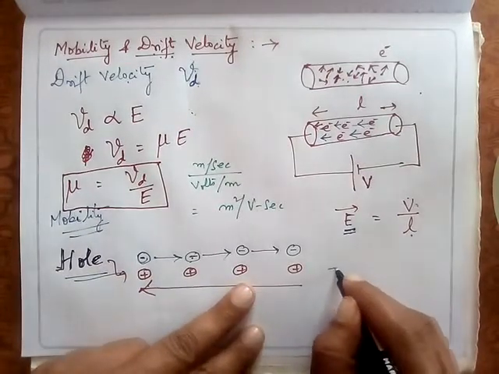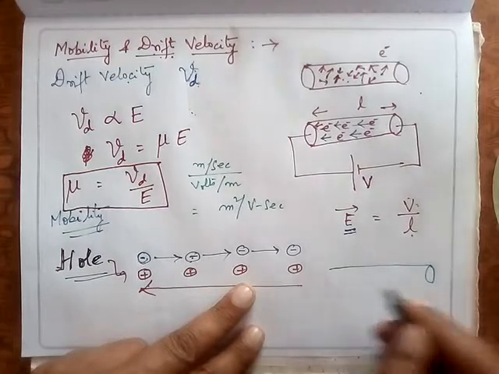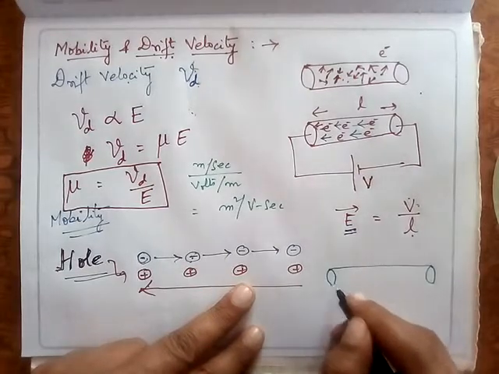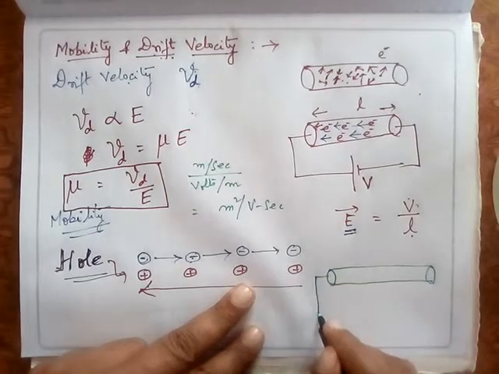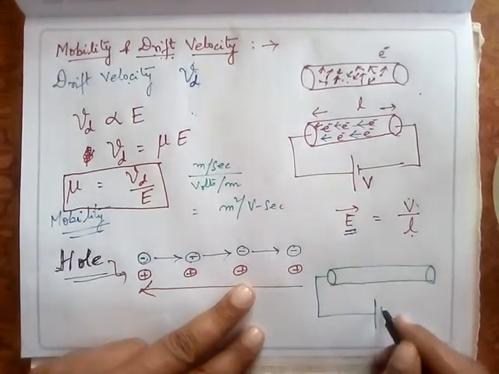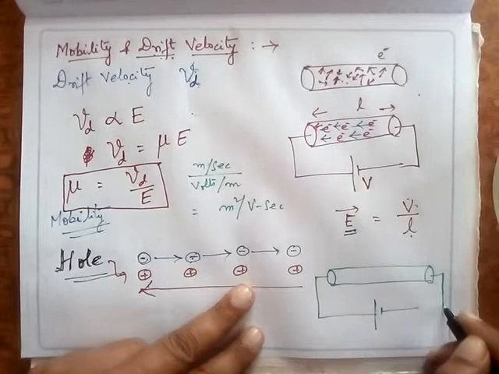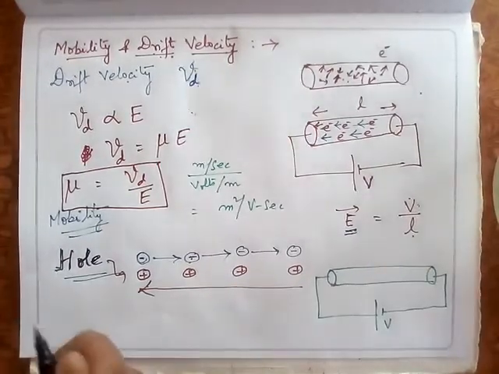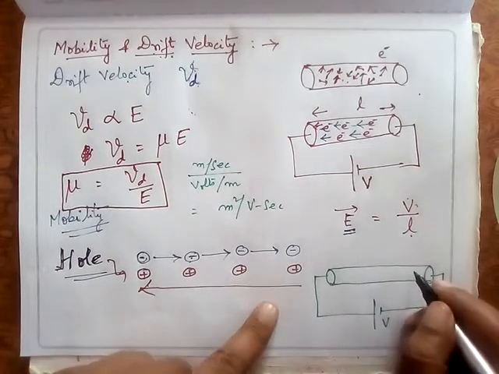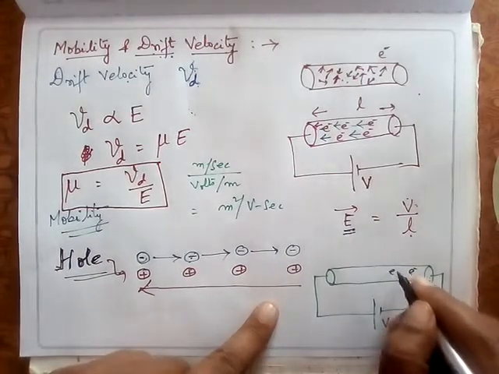If I say that there's a conductor here, or it can be a semiconductor. Initially I'll deal with conductor only. Suppose there's a conductor here and I apply an electric field here. Electric field means it can be developed with the help of a battery here, if the length of this is L. Suppose I say that these are the electrons.